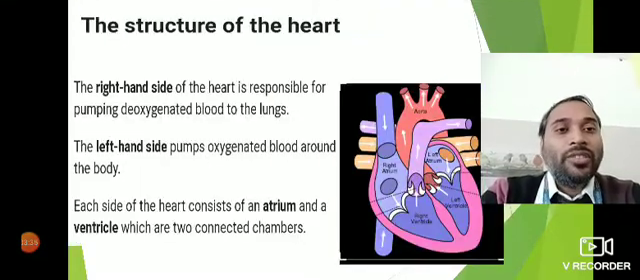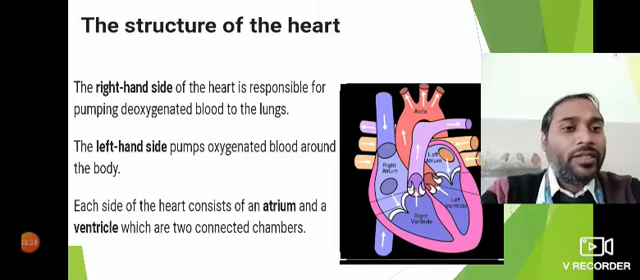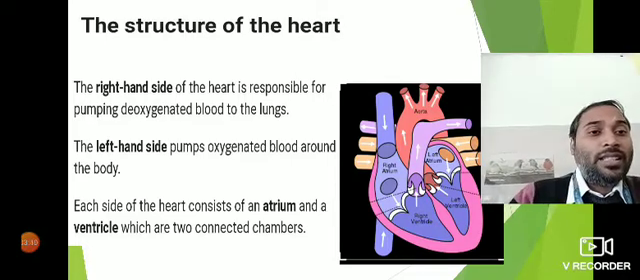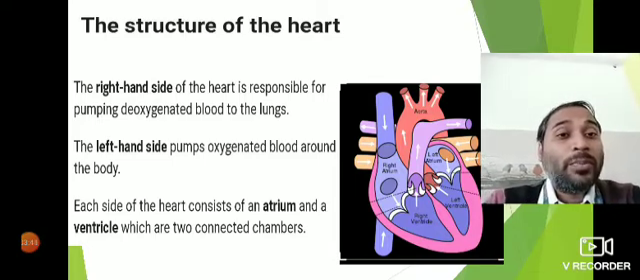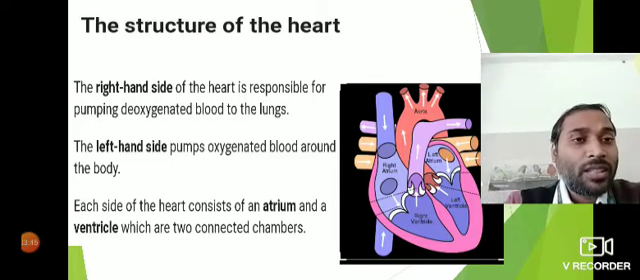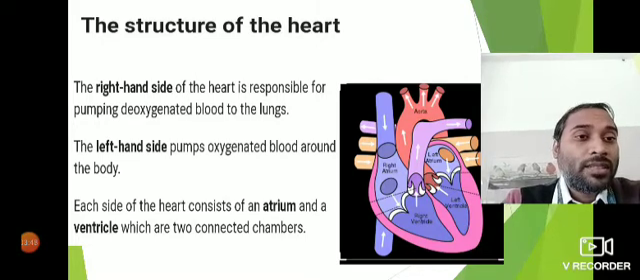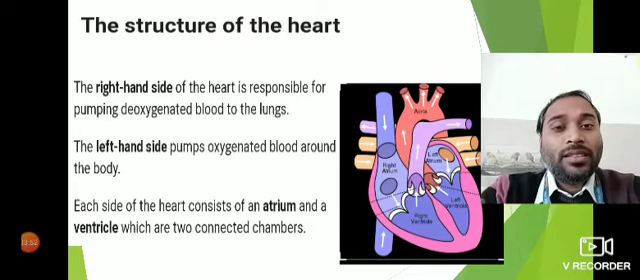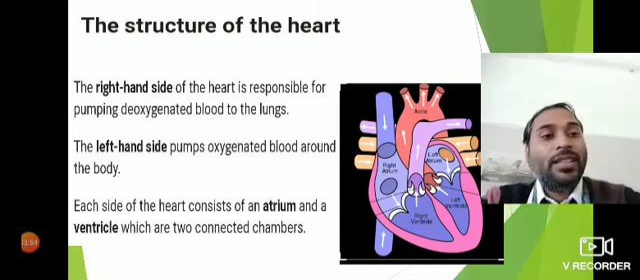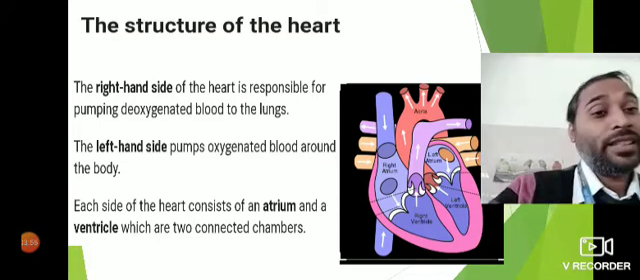Next, the structure of the heart. Now we have already discussed that the heart is divided into mainly two parts, right half and left heart, but apart from that it has got two chambers in the upper half and in the lower half. So the left hand side, now let us understand what is done in the left hand side and what is done in the right hand side.